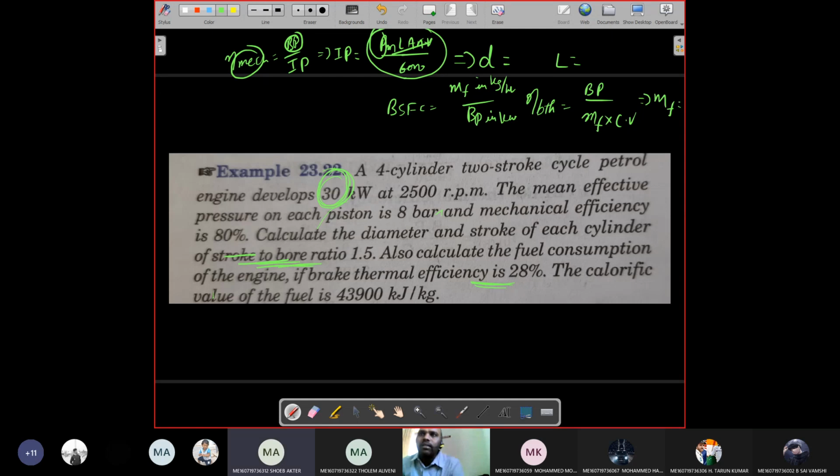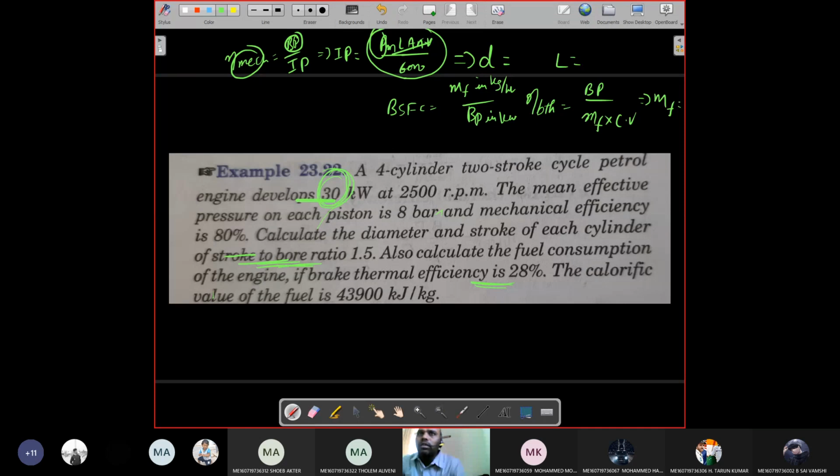That's it. You can try it. If you don't get it, I will discuss it in the next class. Sir, they said 4-cylinder. Yes, 4-cylinder means multiply by K, where K equals 4. That is a must. For two-stroke, small n is equal to capital N.